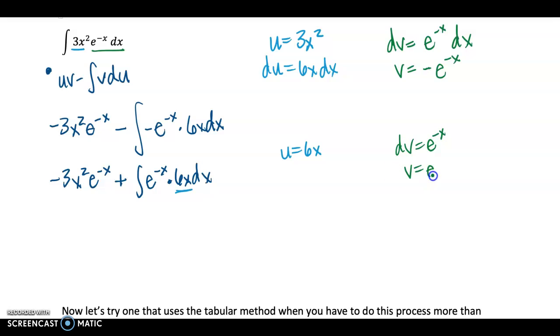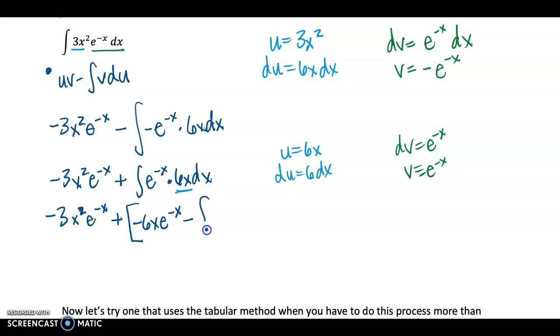So v is negative e to the negative x, so many negatives, and du is equal to 6 dx. All right, so let's write that down. We have to carry this: negative 3x squared e to the negative x plus, put some brackets here, uv, so negative 6x e to the negative x minus the integral of v du, so negative e to the negative x times 6 dx.